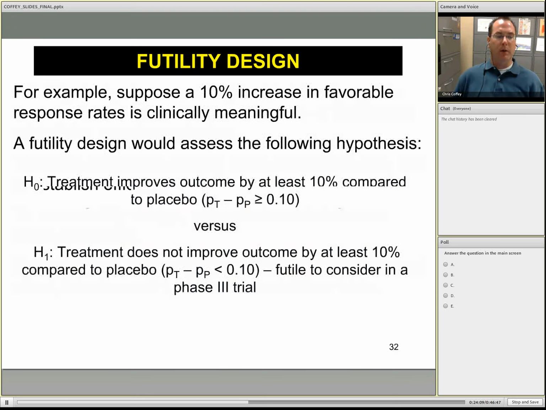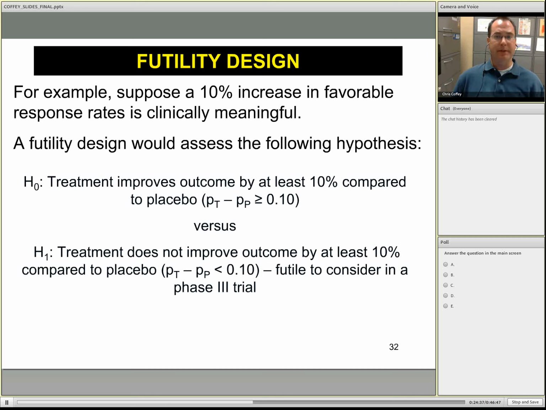And so what we do to set this up is you need to specify what's the clinically meaningful effect of interest, which might be the effect that you would power a future phase 3 study on. So if you say that a 10% increase in a favorable response rate is clinically meaningful, then a futility design would set up with a null hypothesis that the treatment improves the outcome by at least that 10%. And your alternative would be that it does not improve the outcome by at least 10%.